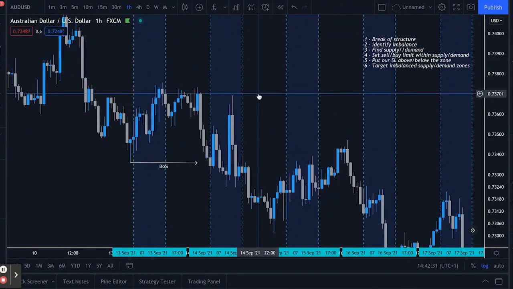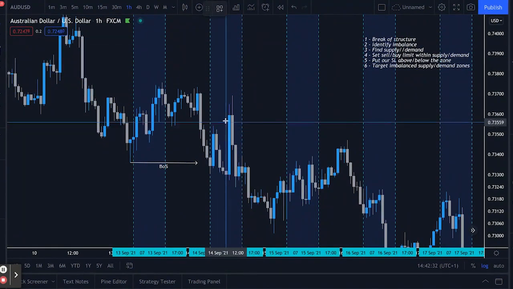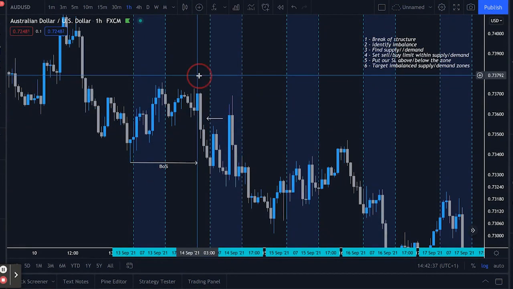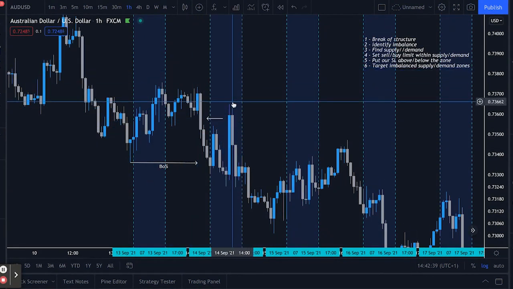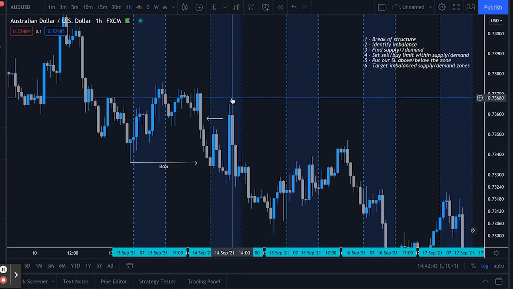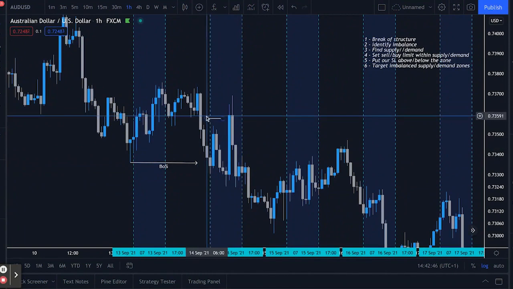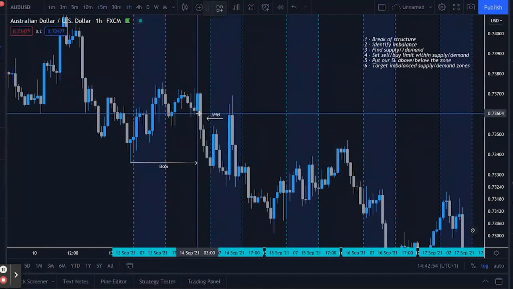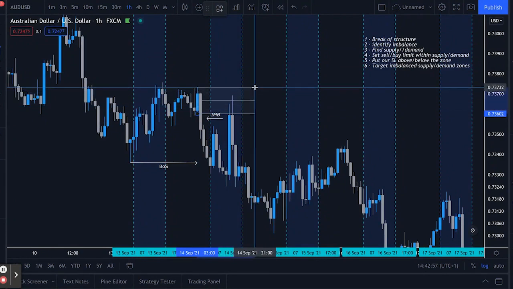Now the second rule is identifying imbalance. Well, we can clearly see here that we have some price imbalance. Obviously, it was filled later in the session, but because we are doing markups, this is what we would have seen before it was filled. Okay, so we have this imbalance leading into a supply zone. So the next rule would be to find a supply or demand zone.